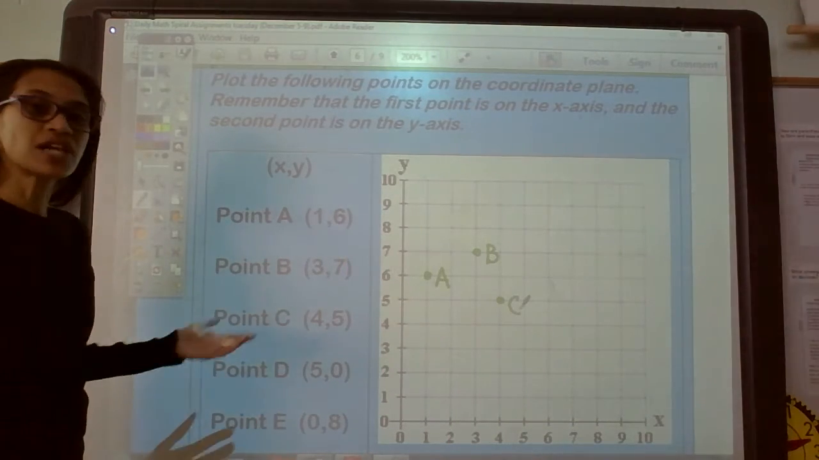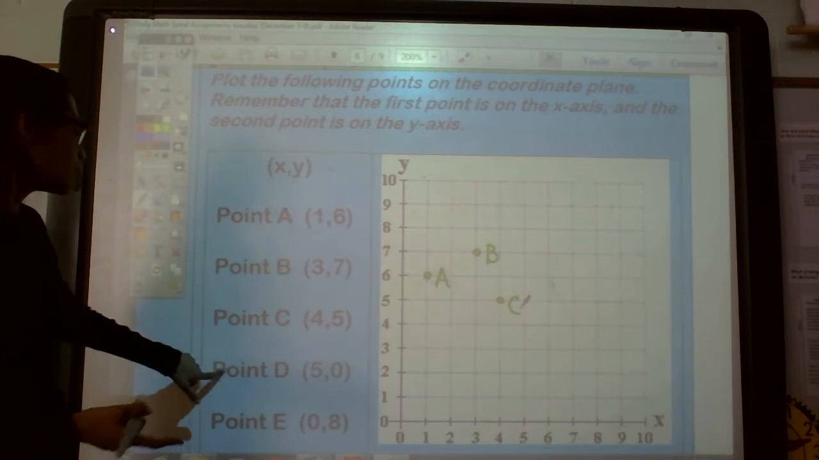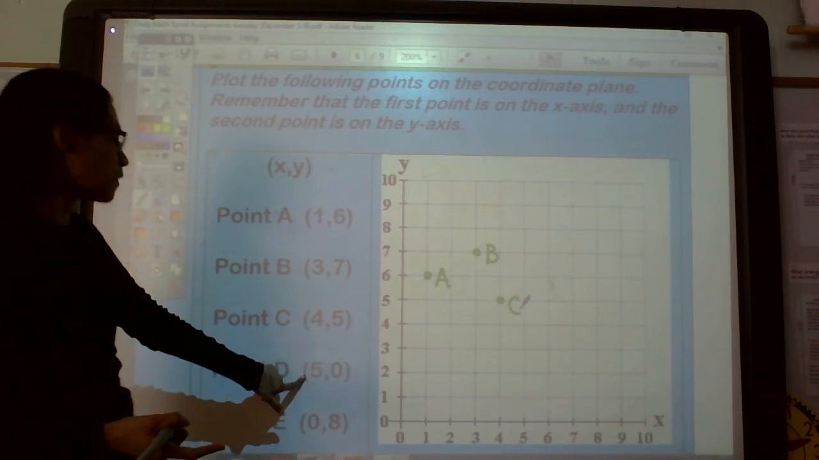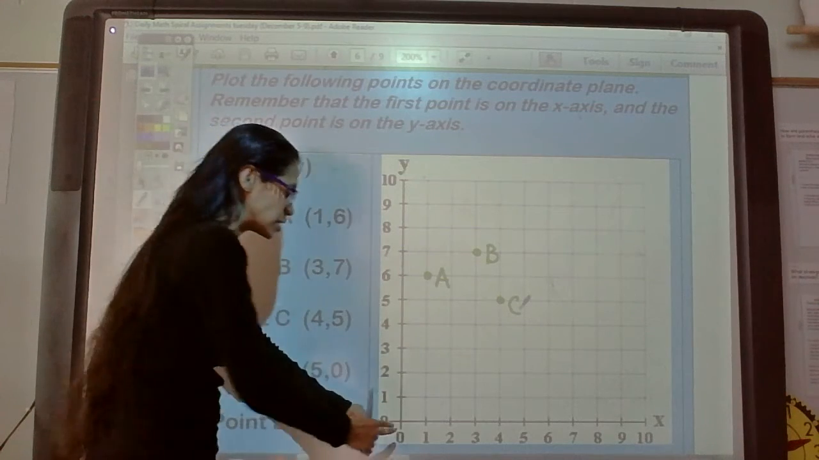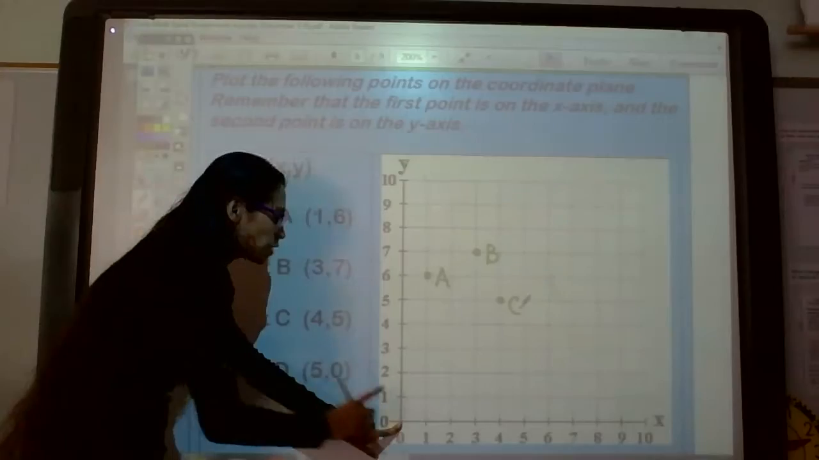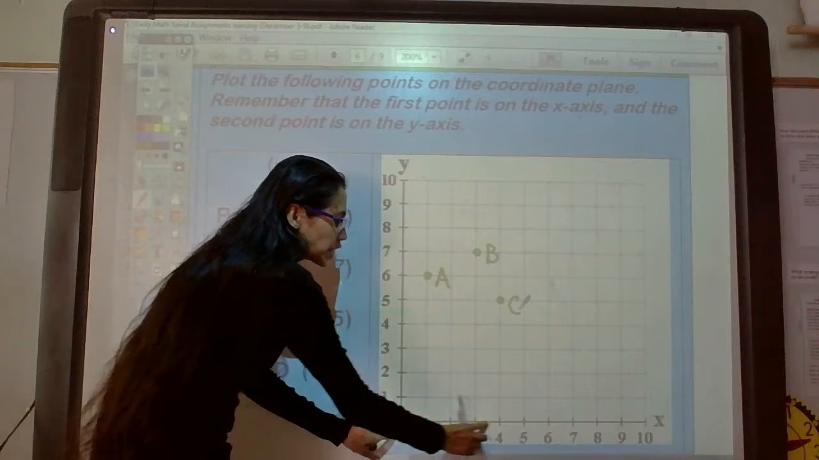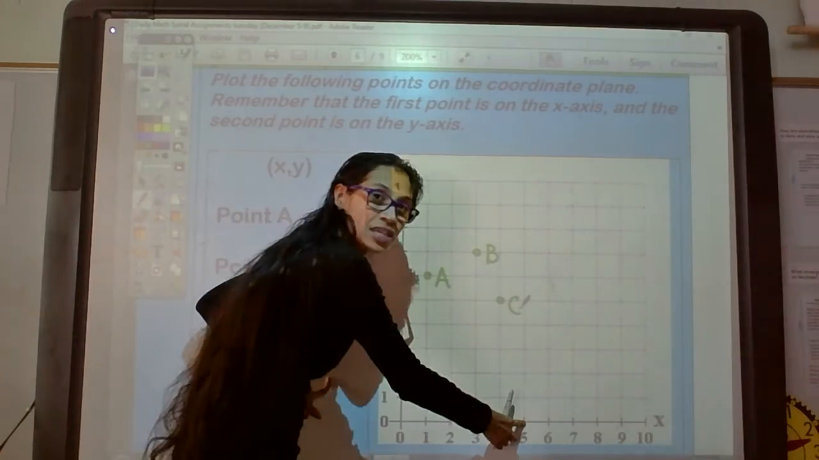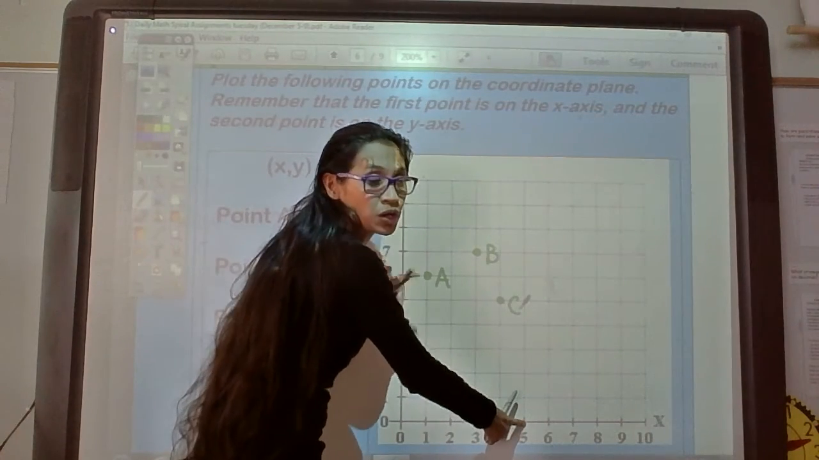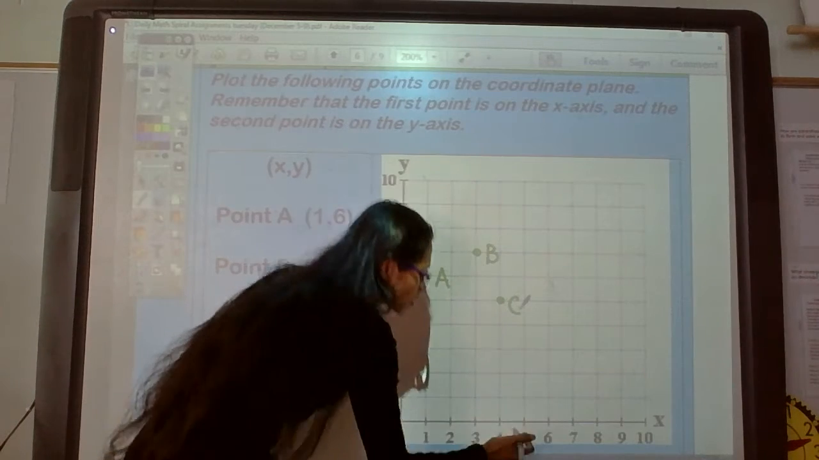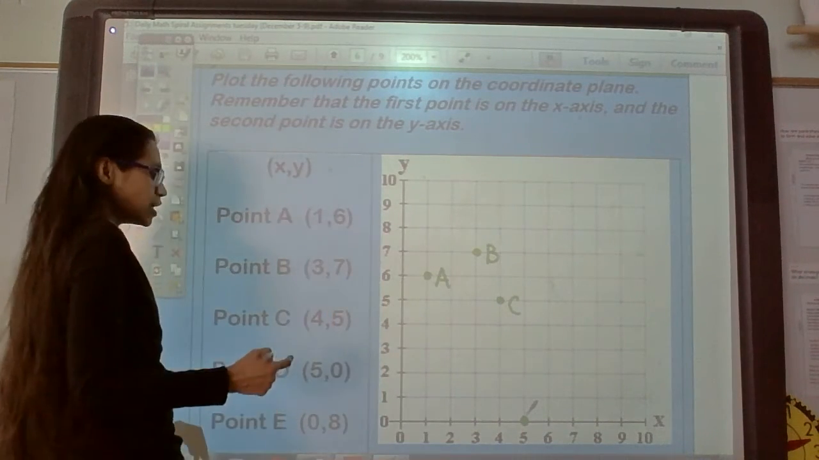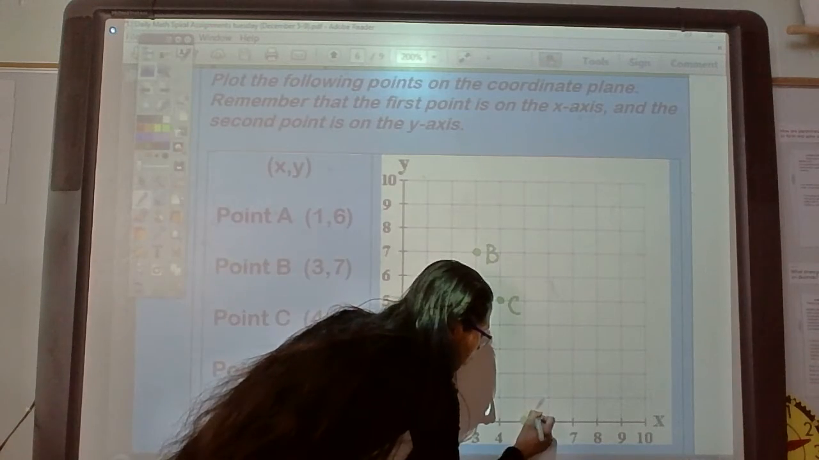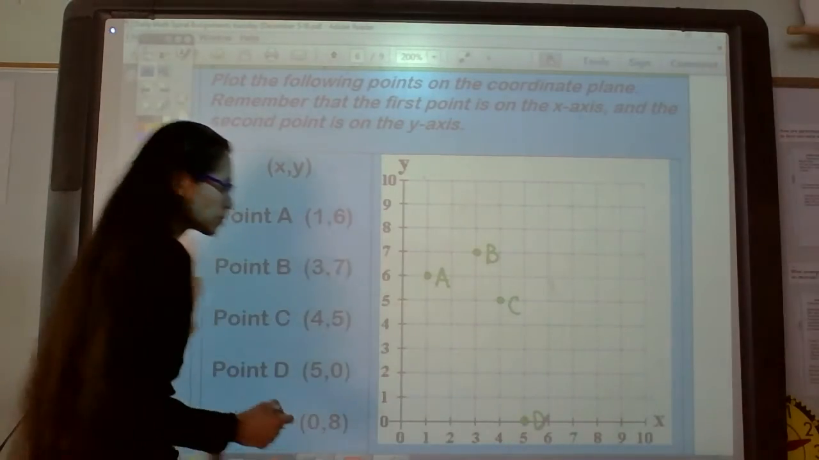All right, we're almost done. Let's look at point D. Point D, the coordinates for that are 5, 0. So we start always at the origin at 0, 0. We move 5 to the right on the X, there's 5, and since that's a 0, where do we go? We don't go anywhere. We don't go up. We stay right there at that 0. Make sure you put it right there on that intersection and label that point D.